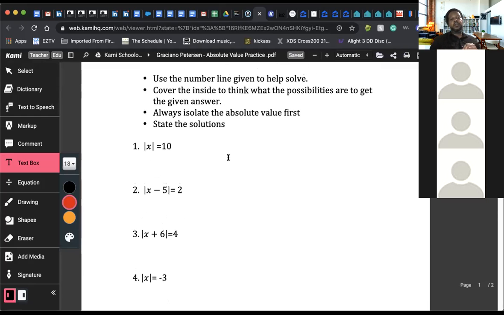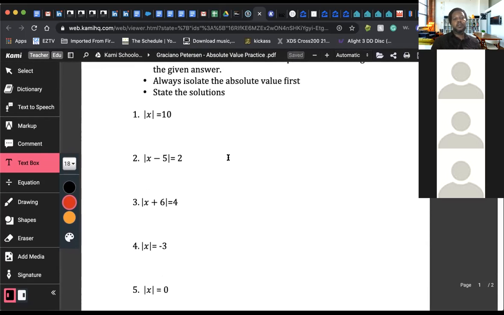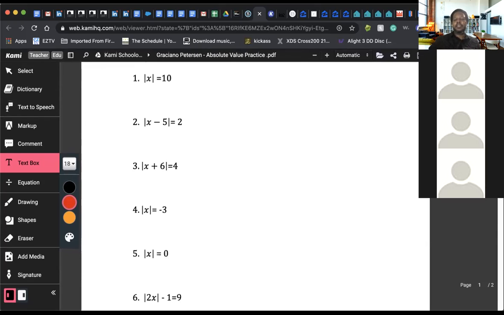Okay, so here we go. So number 1 is the absolute value of x is equal to 10. So in this one, we already have a positive number as our answer, and the absolute value is already isolated. Because I have a positive number, I know that I have 2 solutions. Good. So that means I have to do x is equal to 10, and x equal to negative 10. That is my answer.